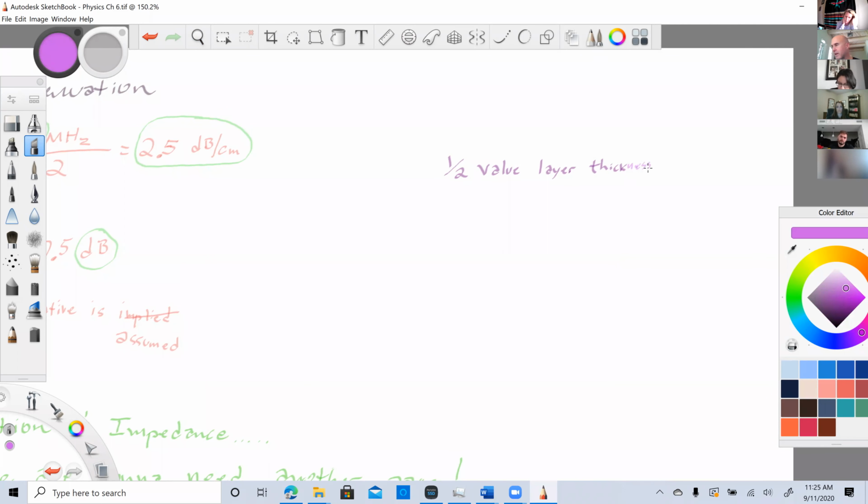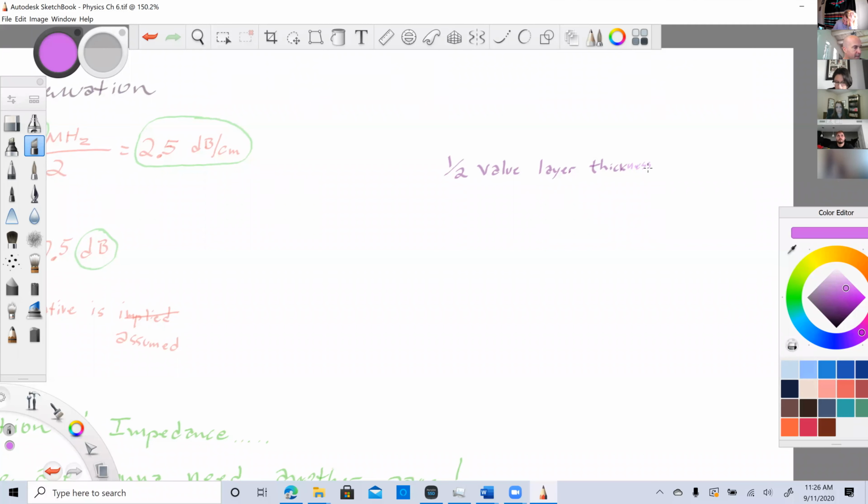All right, half value layer thickness. I don't know why we even bother, because this is basically the same thing as attenuation. It's the same thing as what we just found out.